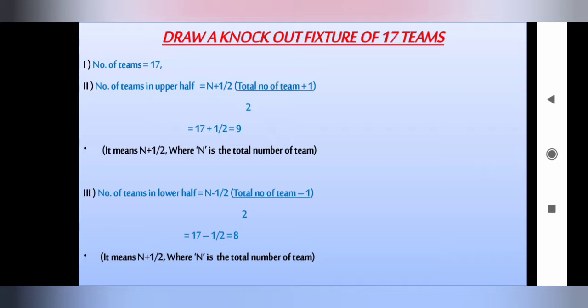Okay, so 70 is an odd number. Okay class, so now we are using all the odd number formulas. The first step is the number of teams. So the number of teams is 17.